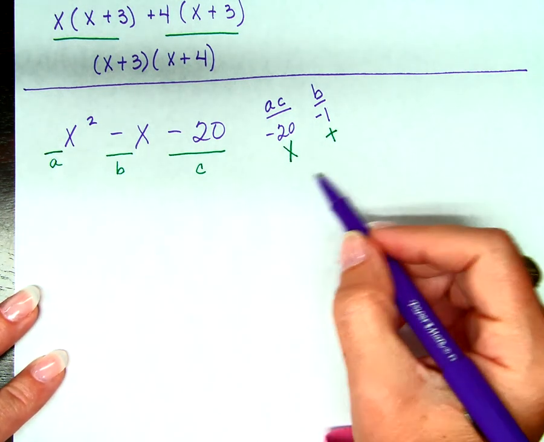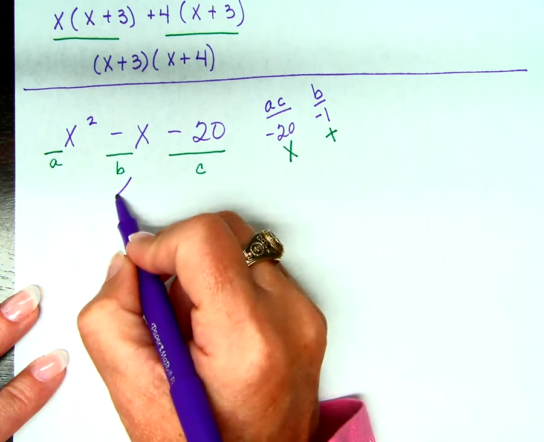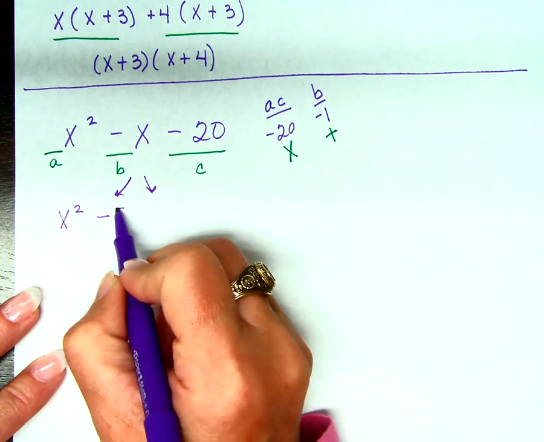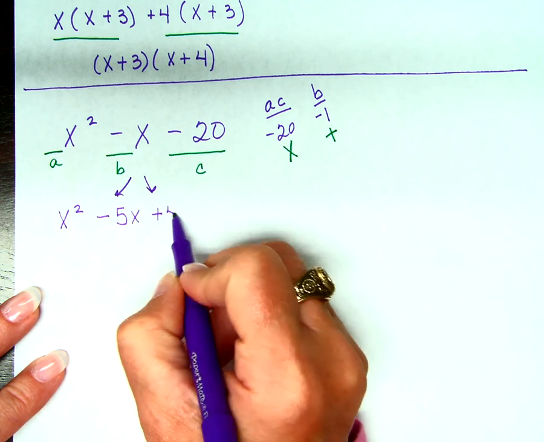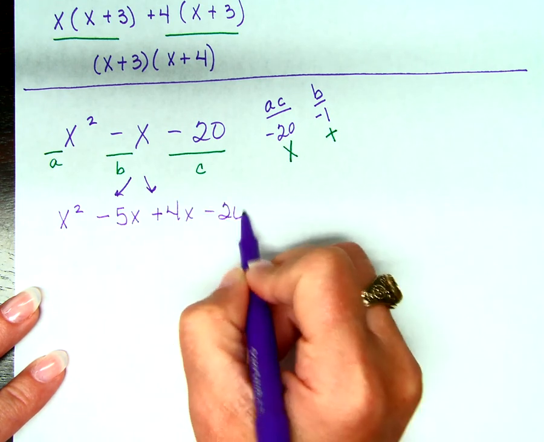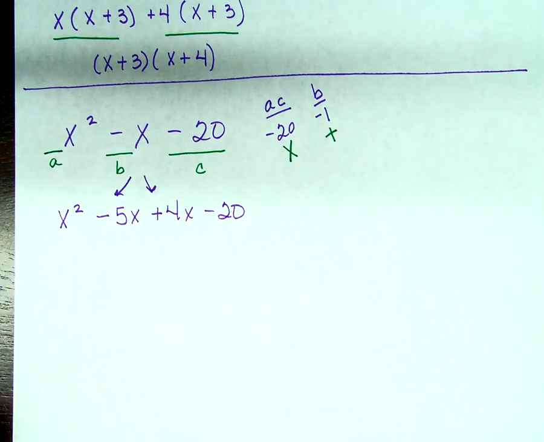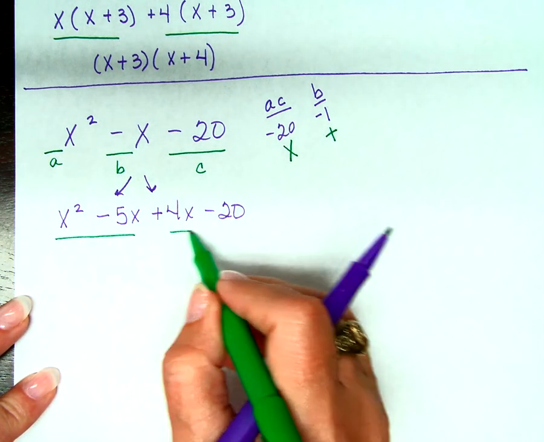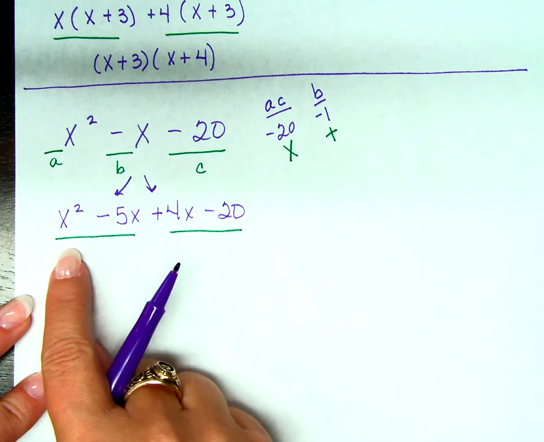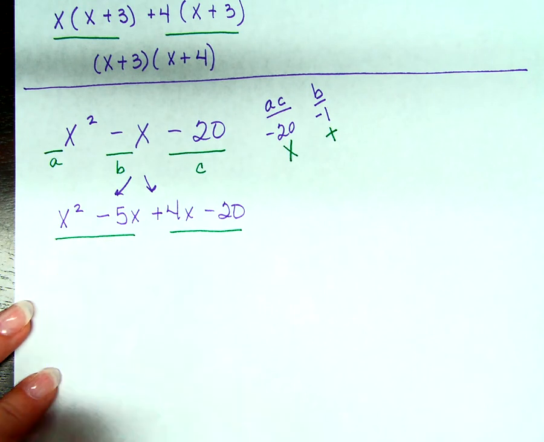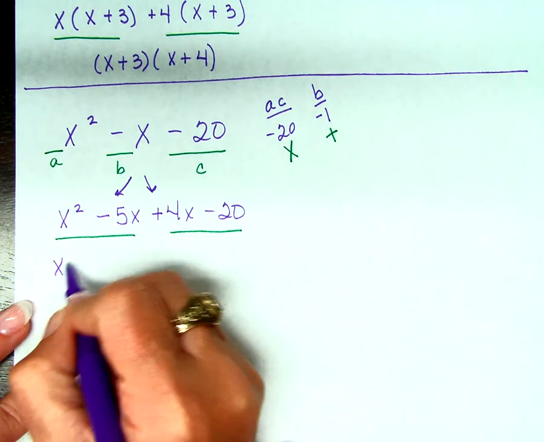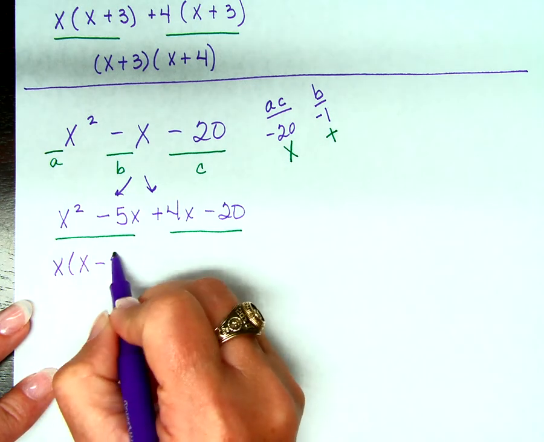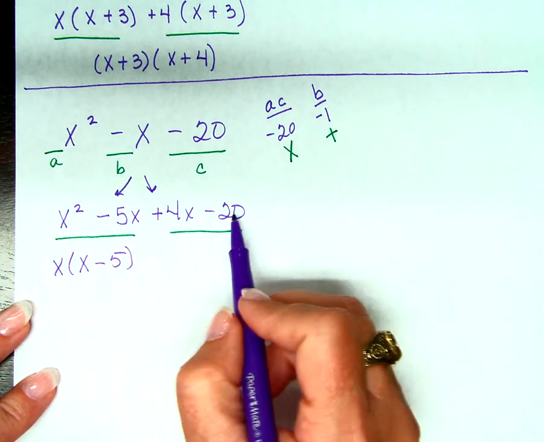Now what do we do now? Rewrite. X squared minus 5x plus 4x minus 20. That's what you said, right? Okay. 4 terms. So grouping. What's common in the first 2 terms? What can I factor out of each of the first 2 terms? X. If I factor an x out of each 2 terms, what's left? X minus 5.